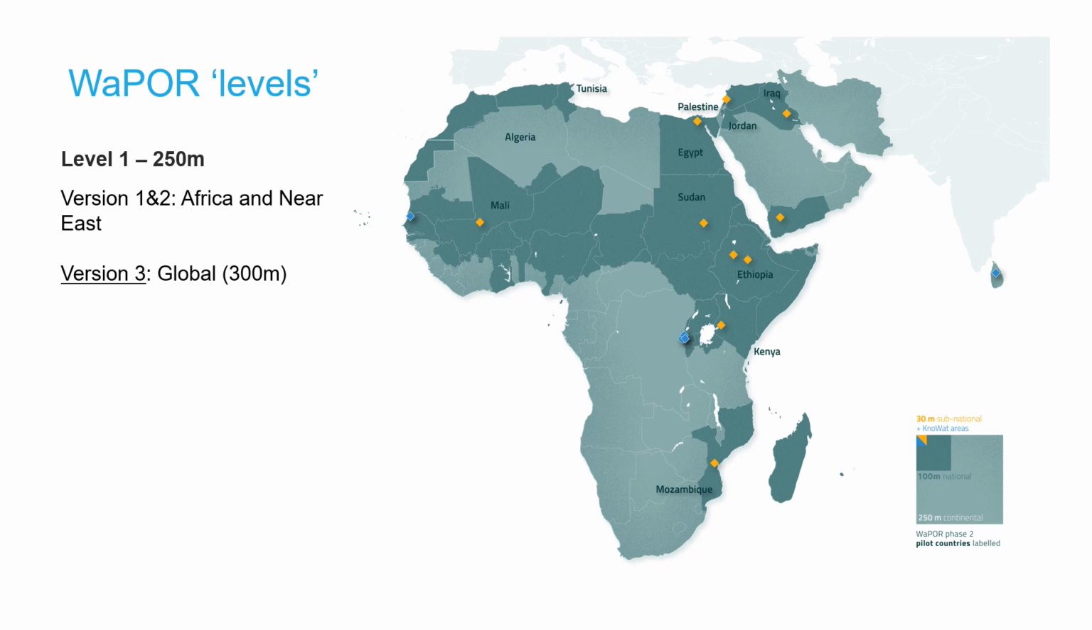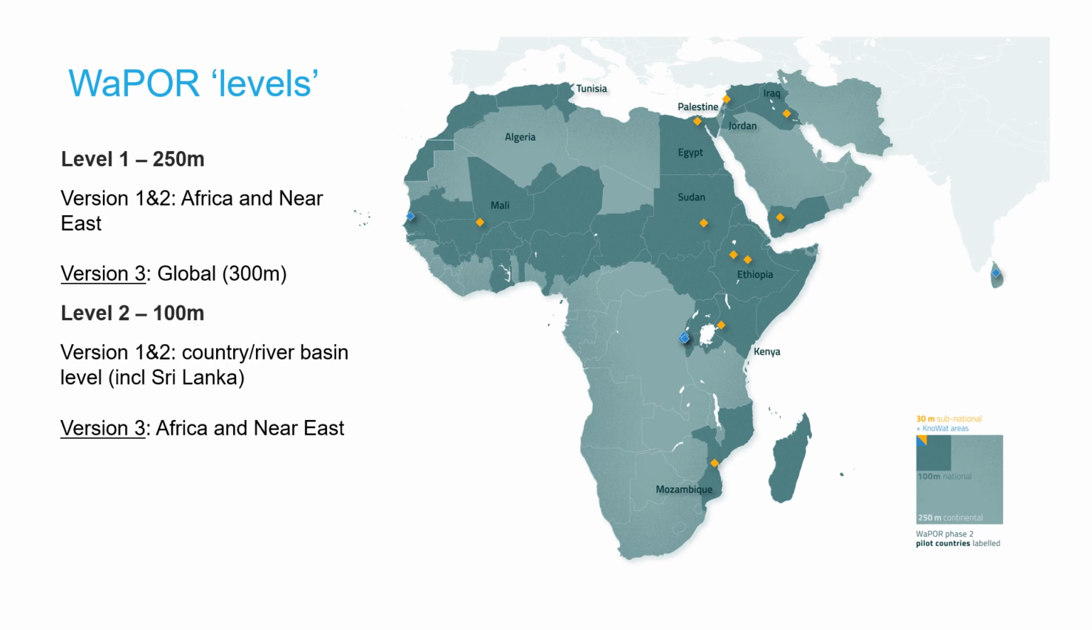The WaPOR data has three so-called levels, which relate to the spatial resolution and are provided for different geographical areas. The level 1 data has a spatial resolution of 250 meters and for version 1 and 2 covers the African continent and Near East areas. For version 3, the data will be made available globally at 300 meter resolution.